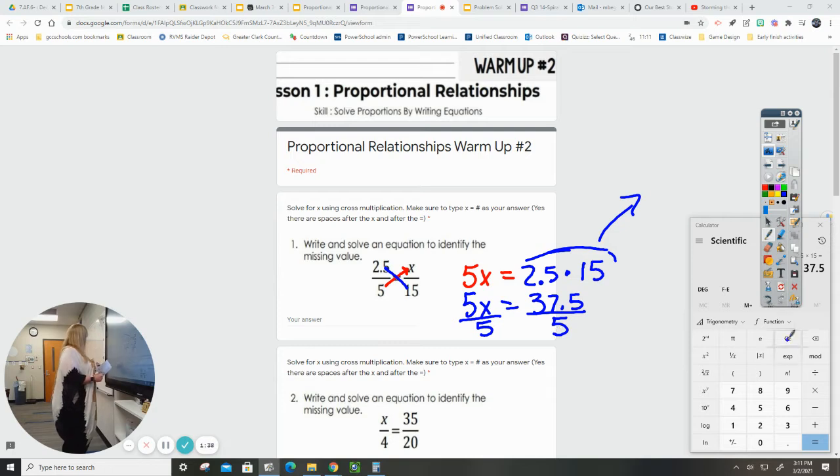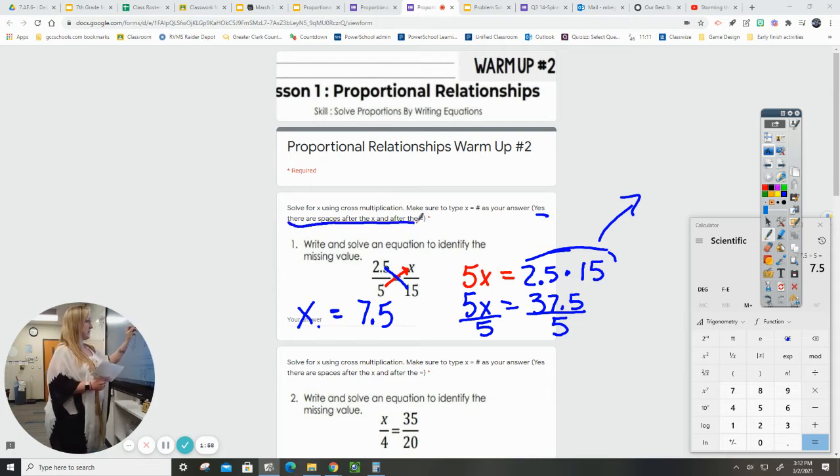So I'm over here using this calculator. I'm going to say 37.5 divided by 5 equals 7.5. So you'll type your answer as x space equals space 7.5, which you'll notice there are spaces after the x and after the equal. So you guys need to know that the computer is going to consider it wrong if you do not do it that way.